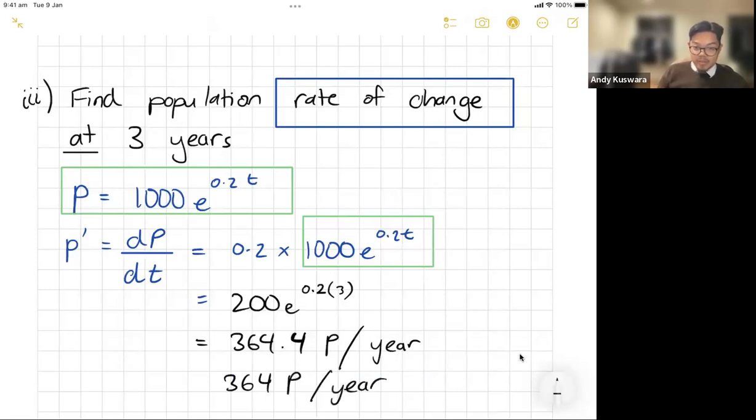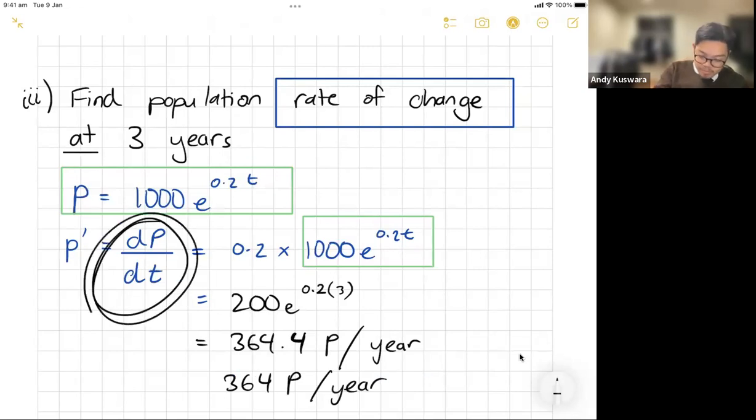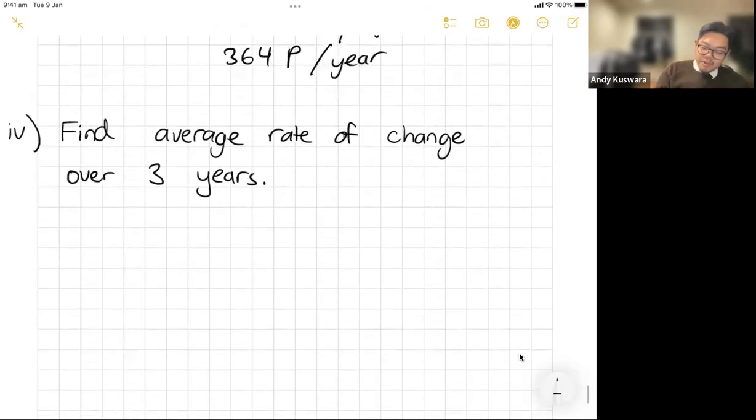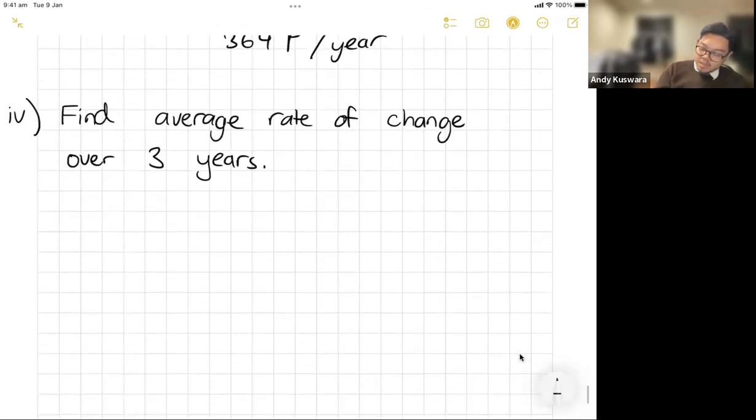So remember, rate of change means we do what? We differentiate. Now, average rate of change over 3 years. This one says average first of all, and then it says over, not at the 3-year mark, but over the 3 years. This tells me it's kind of like finding the gradient. We use rise over run.